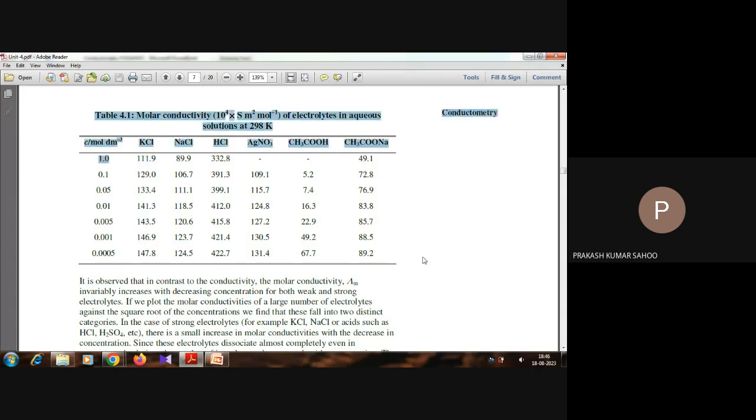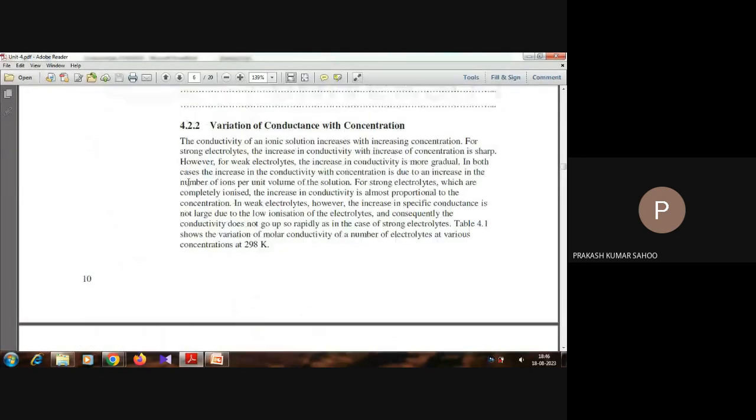Let us see this table. For 1 molar, for KCl it is 111.9. For NaCl, it is 106. This is the molar conductivity of electrolytes in aqueous solution at 298 Kelvin. And if the molarity is 0.1, it is 129.0, 106.7, and so on. So just read this one. The conductivity of an ionic solution increases with the increase in concentration. It is written here.